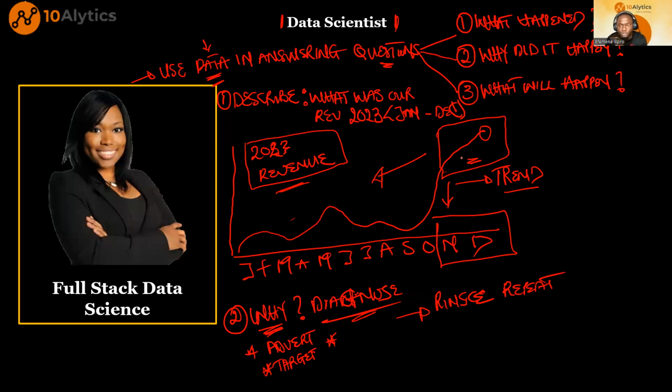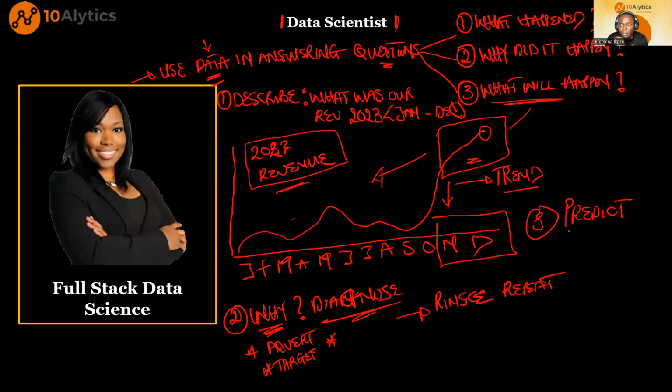If I know exactly what happened last month and I generated this revenue because of this particular strategy that we put in place, all I need to do is rinse and repeat that strategy so that my revenue will continue to increase. And that will lead me to the third and final question: what will eventually happen? So at this point, you are trying to predict.